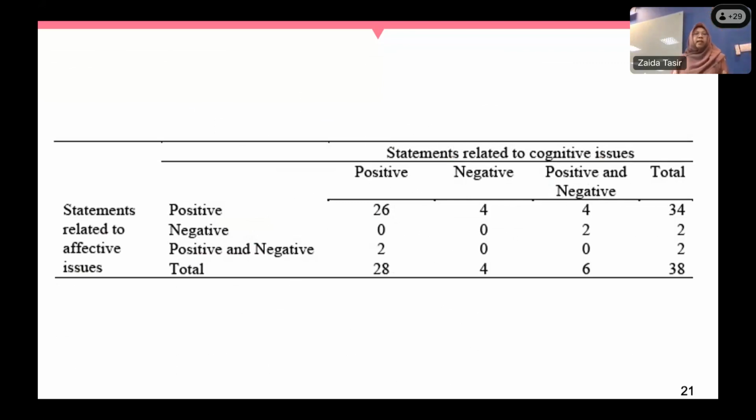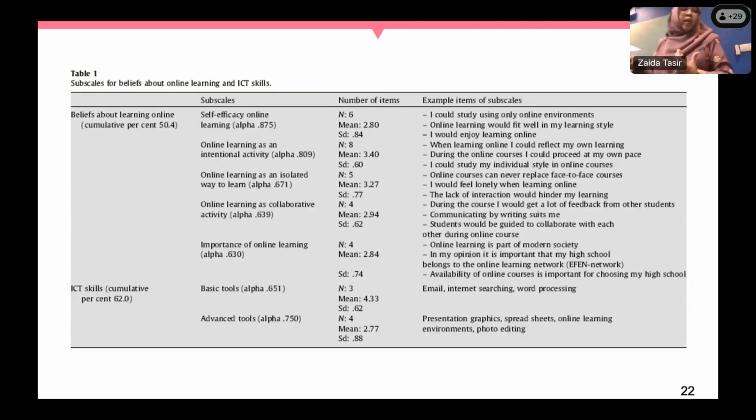Another way to present it, positive, negative statement. You have qualitative data. Besides reporting on the labels or the themes, you might be reporting how many themes are positive, how many are negative, how many are positive and negative, and so on. Okay, and this is another way to report it. You can see that it has an example of items of subscales, the numbers of items, the subscales, and everything.